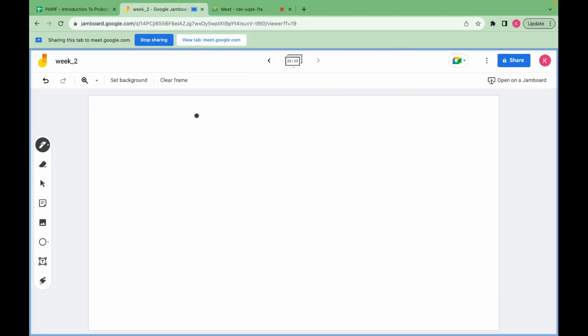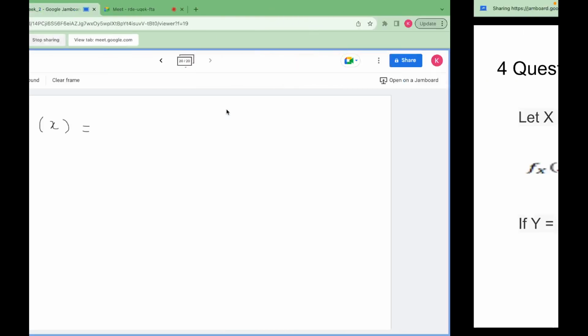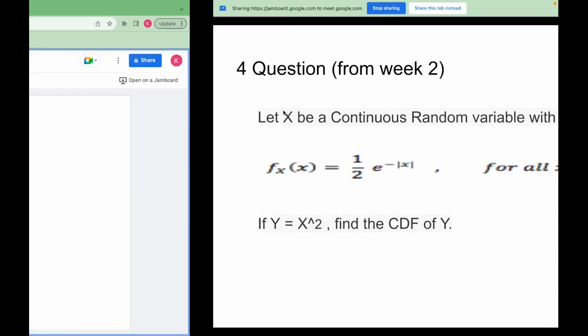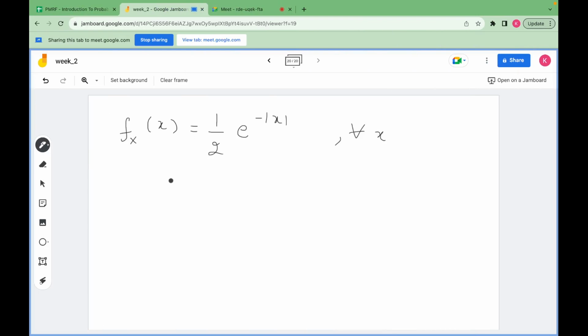So the problem was this: fx was given as 1 by 2 e to the power minus |x|. It's for all x belonging to R. Then y is given as x square. So we need to find the distribution function for y. Okay. So for this, we started it like this.